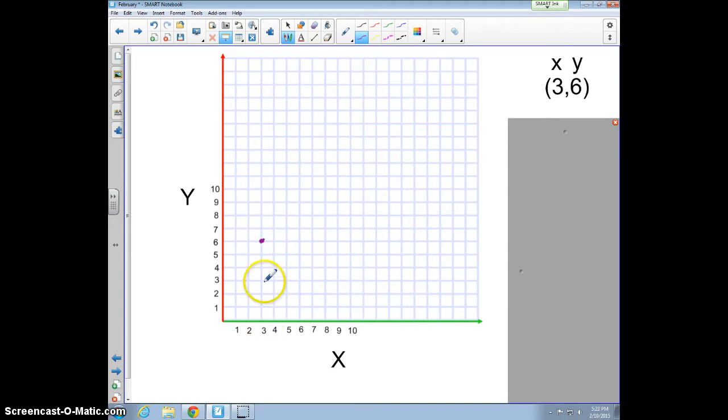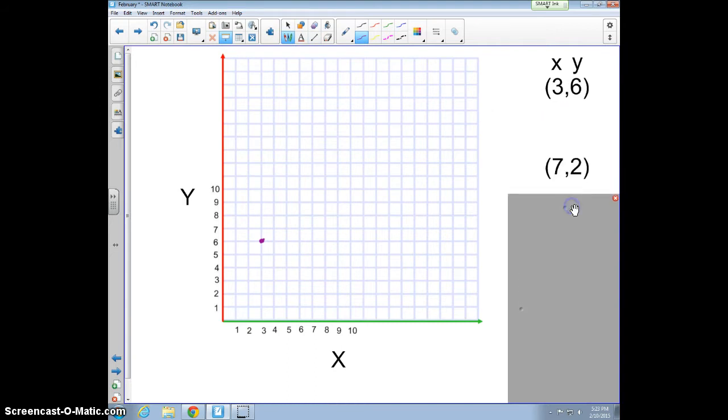And another way, so you can always remember x comes before y, right? You're always going to go over on the x-axis before you go up the y. Another little thing that I've always remembered to help me remember this is you walk before you fly. You stay on the ground here and then you start going up.